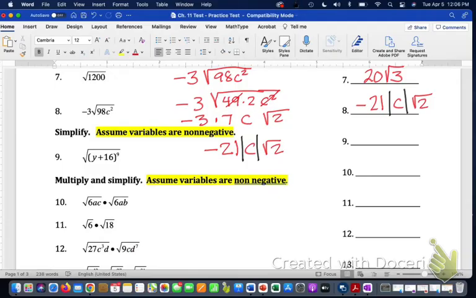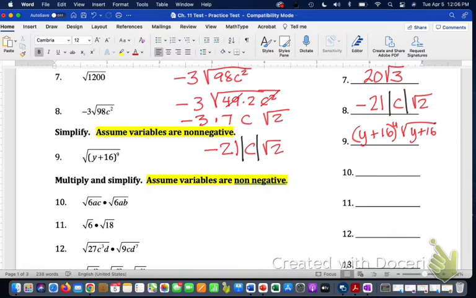Now, if you don't use the parentheses, it would be wrong. So I'm just going to write y plus 16 to the 4th, rad y plus 16, because all of this is to the 4th power. Got it?